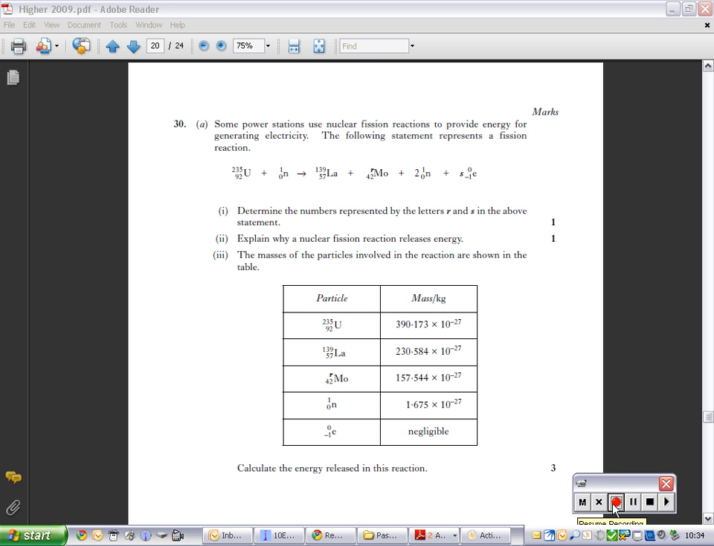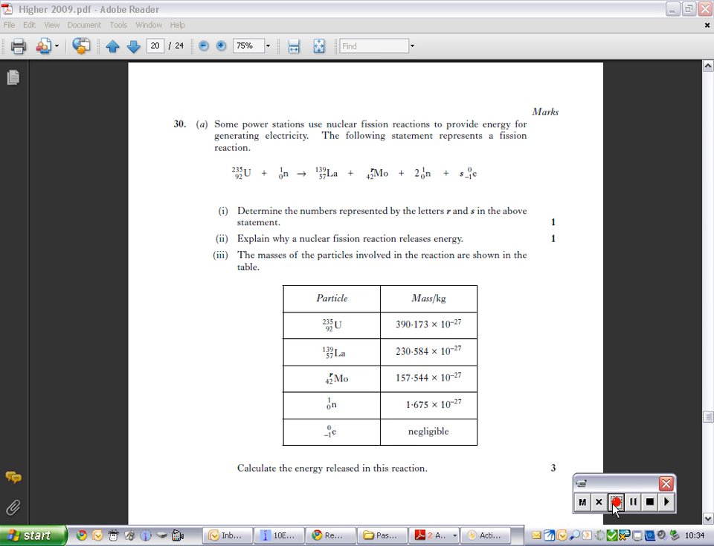Right, for part 2 there, explain why a nuclear fission reaction releases energy. Well, large nucleus to small nuclei, you're going to have a loss of mass, mass defect. Mass defect gives you binding energy, a release of binding energy. Now I'm just going to check the marker scheme for that one. I just said large to small releases binding energy. Yeah, I'll just check the marker scheme for that, okay?